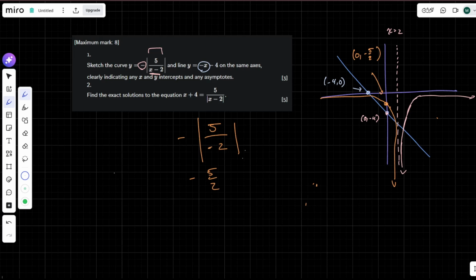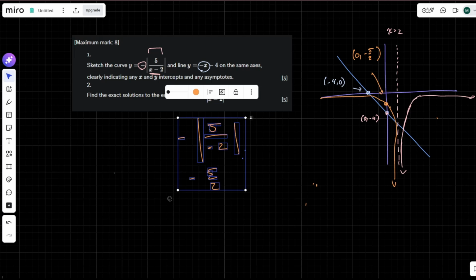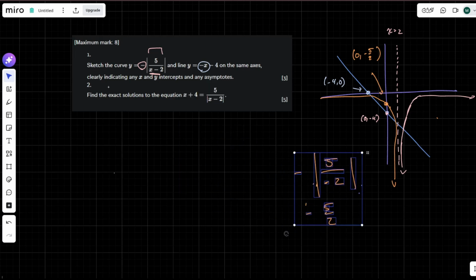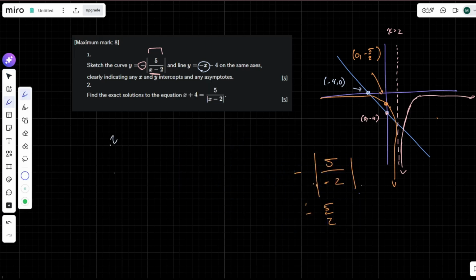We're then finding any exact solutions to the equation x plus 4 equals 5 over x minus 2. Now this is interesting because, I'm just going to drag these over, these look very familiar to our lines, right? They're not exactly the same as our lines, right? But if we have these equal to each other, I think this is just an attempt to mislead us a little bit, right? Because what would end up happening if we multiply both sides by minus 1 entirely is we get something very similar to what we have set up here.